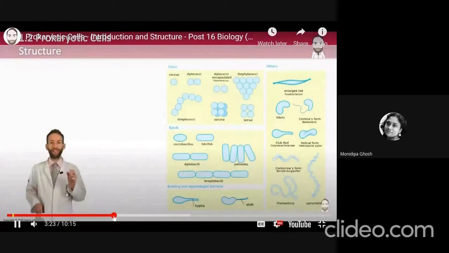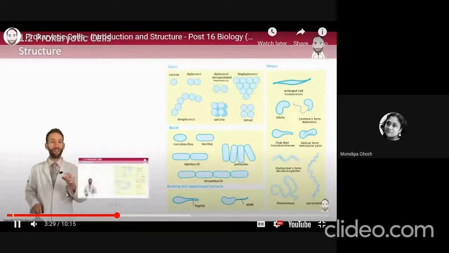The 2 main types are ones called cocci, which means round, or bacilli, which means rod-shaped. Now, this word usually forms part of their binomial name. For example, things like lactobacillus are rod-shaped ones, or staphylococcus are round-shaped ones.